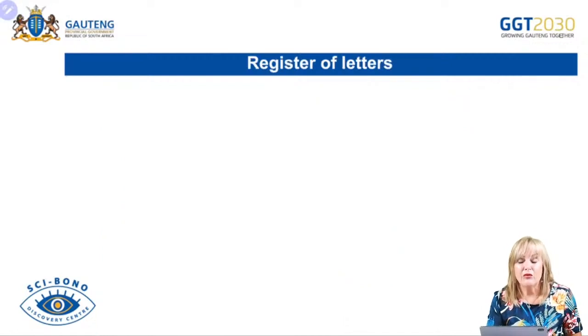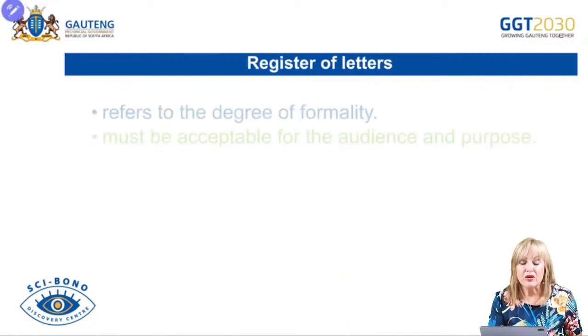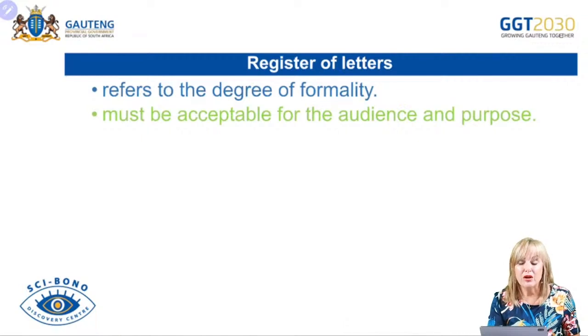Now, what is the register of letters? What does register mean? It refers to the degree of formality. And the formality must be acceptable to the audience and the purpose to what you are writing. So if you're writing to your friend, then your register will be informal. But if you write a letter of application, it must be formal, because you're addressing maybe your next employer.